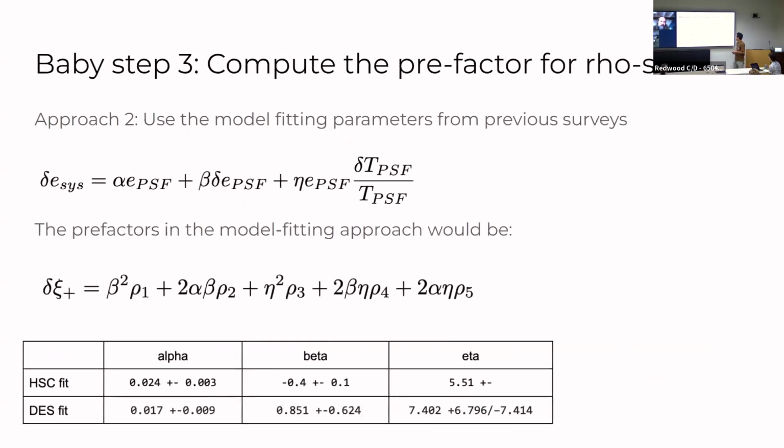And before showing the requirement, I just want to explain the second approach that Mike mentioned. So in the actual survey, you can parameterize your prefactor in these alpha, beta, and eta terms, and you basically cross-correlate your PSF shape with the galaxy shape to figure out what those terms are. And if you do it that way, the prefactor is just going to be the cross terms and the auto terms for these. So rho 1's prefactor will be beta squared, rho 2 will be 2 alpha beta, and so on and so forth. We also collected alpha, beta, eta terms from the previous surveys to compare their requirements set on Rubin.